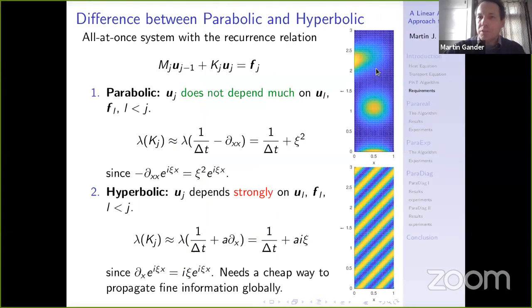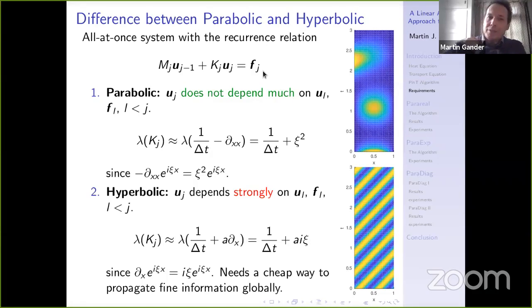So as a summary of this introductory part, the most important thing for testing PinT algorithms is to be very careful when you choose your test problem. For a parabolic problem, this recurrence relation here tends to forget a lot of information, and therefore you can solve a parabolic problem much more easily with a time parallel algorithm than a non-parabolic one. These are a class of test problems where time parallelization has a good chance to work. This is why Martin Neumüller's multigrid algorithm works so well on this type of problem.